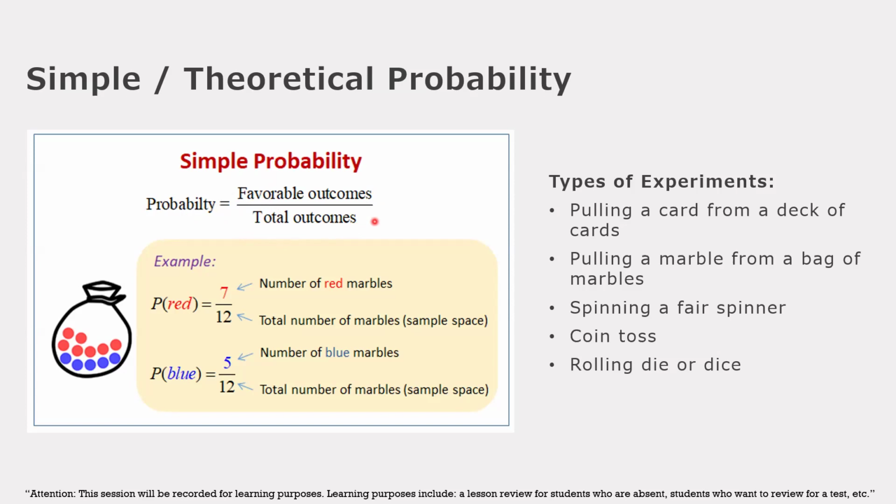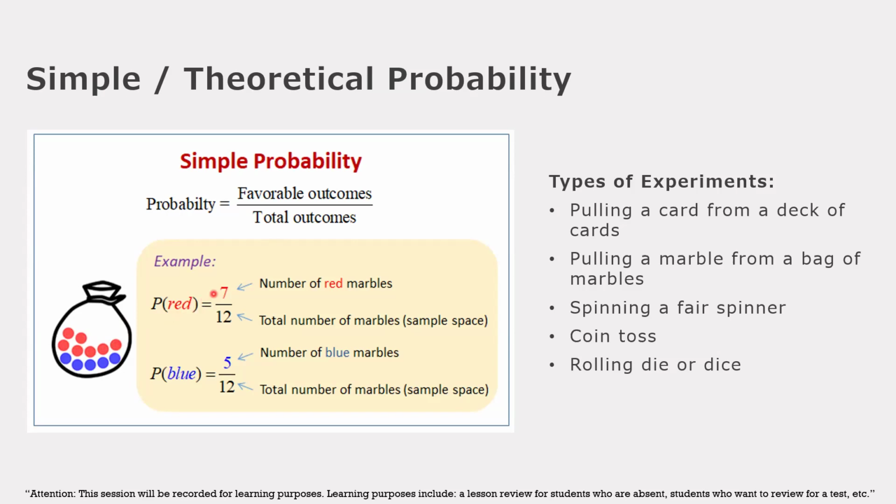It's what are the total number of options. So if we look at this example here on the left, we have a bag of marbles. If we want to find the P, and that stands for probability, of the red marbles in this bag, well, I count that I have 1, 2, 3, 4, 5, 6, 7 red marbles. So that's going to be our numerator because we're trying to find the probability.